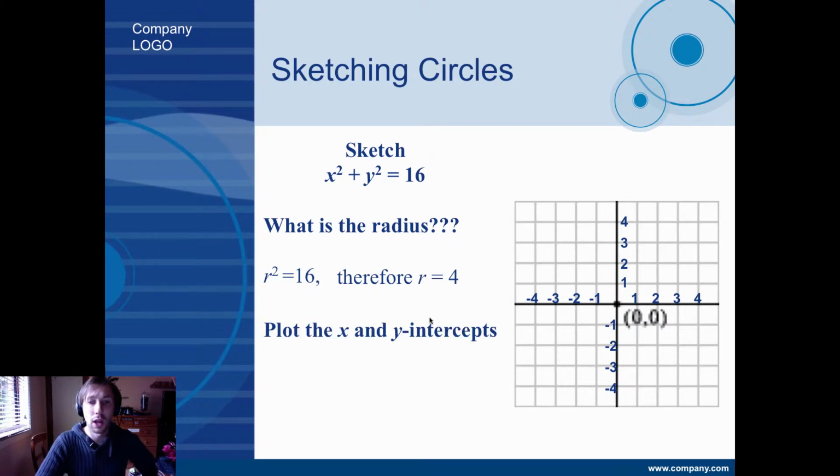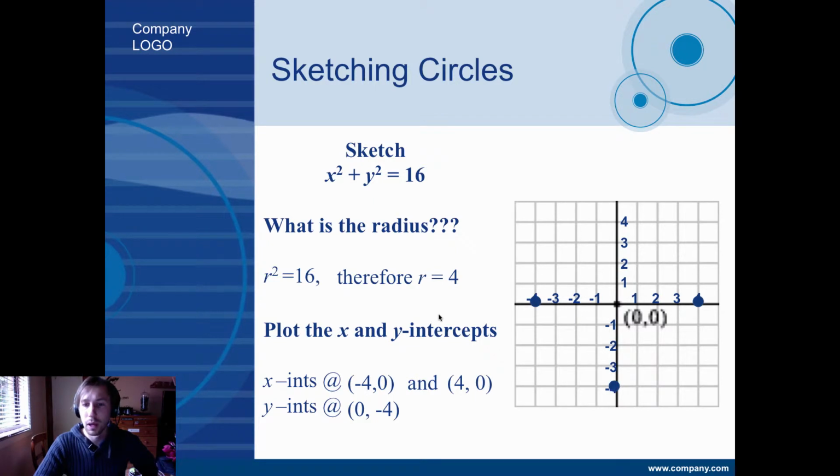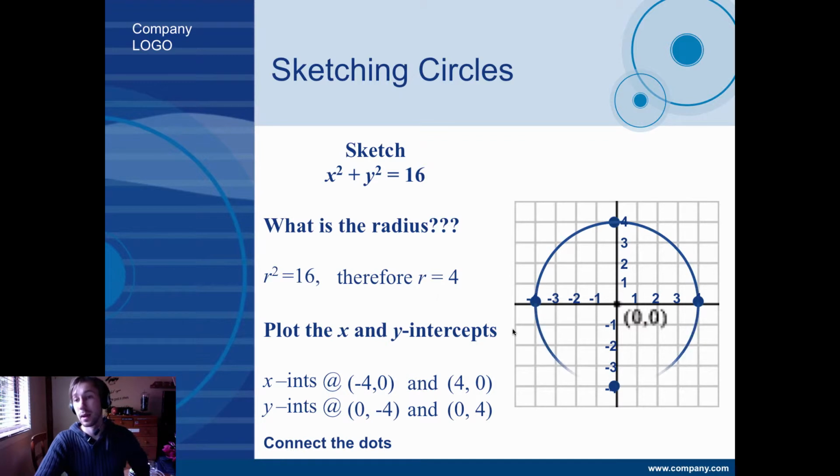So I need to find my x and y intercepts. My x-intercepts are going to be at negative 4, 0, and 4, 0, so we just plot those. And my y-intercepts are going to be, once again, at 0, negative 4, and 0, 4. Now I've got my x and y intercepts, it's as simple as drawing the circle, that is, joining the dots. So we do that, and there you go. I've just sketched the graph of a circle. It's as easy as that. You just need to know your radius, and then you can go from there.